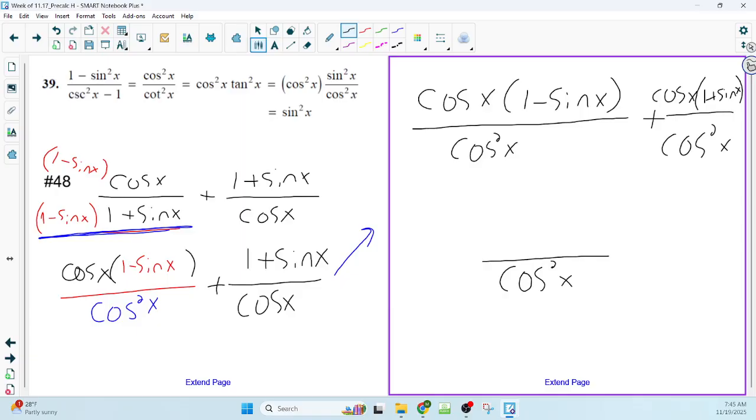I think I'll distribute it now. It seems like something will probably cancel if I distribute it. So here I distribute, I get cosine of x minus cosine of x sine of x. And then here I get cosine of x, minus, was that a plus or a minus? That was a plus, right? So plus cosine of x sine of x. If you see me drop a negative sign or something, you got to tell me.